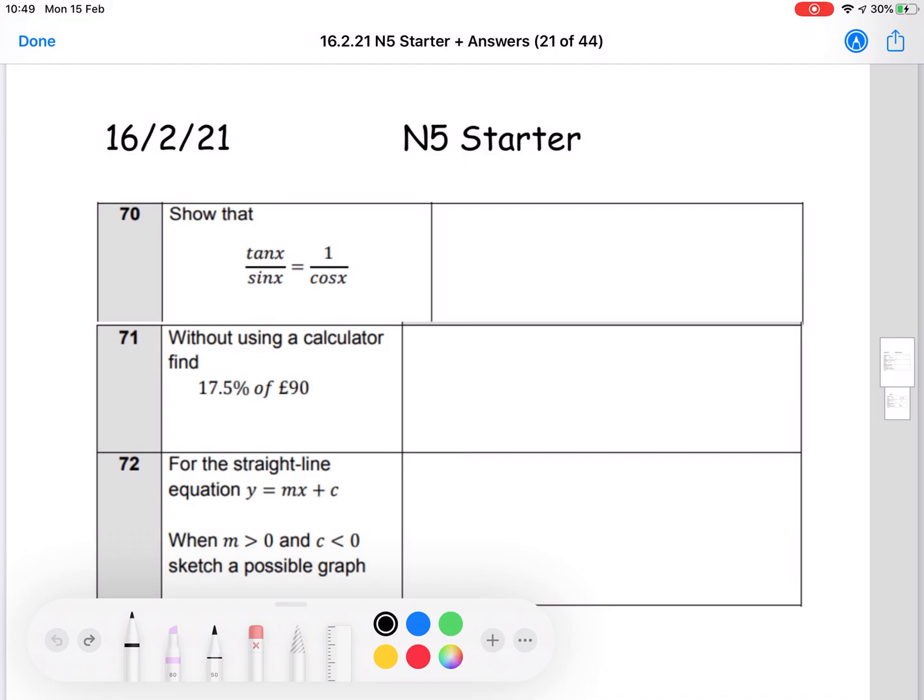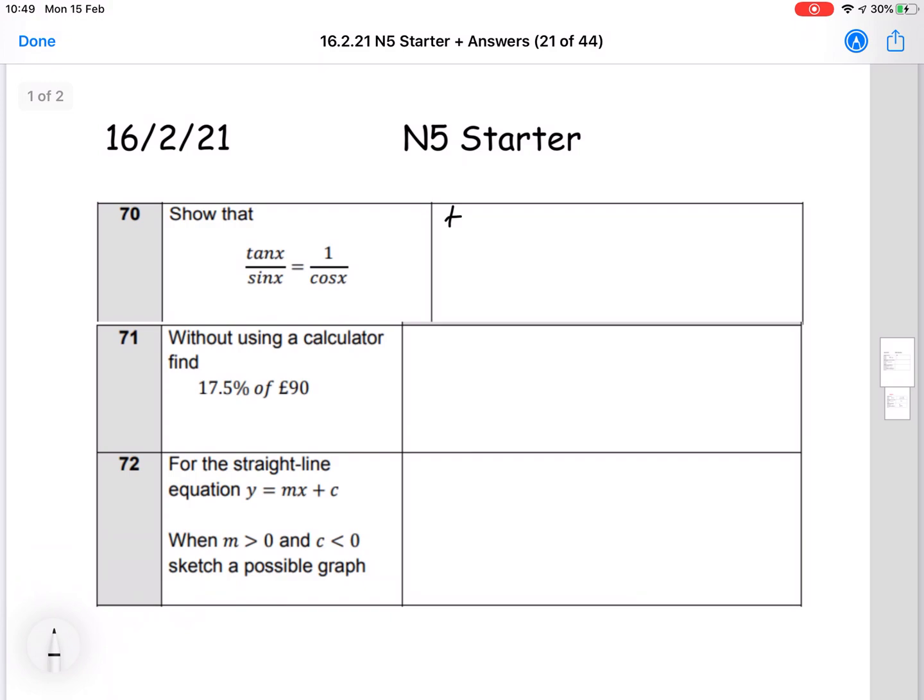So question 70, we have: show that tan x over sine x is equal to 1 over cos x. So this is a trig identity. We're going to start with the left hand side, so we have tan x over sine x. The first thing we would do is change tan x for the identity that we know. So tan x is equal to sine x over cos x. We're going to swap that in place of tan x, so sine x over cos x, and then that's still over that sine x on the bottom.